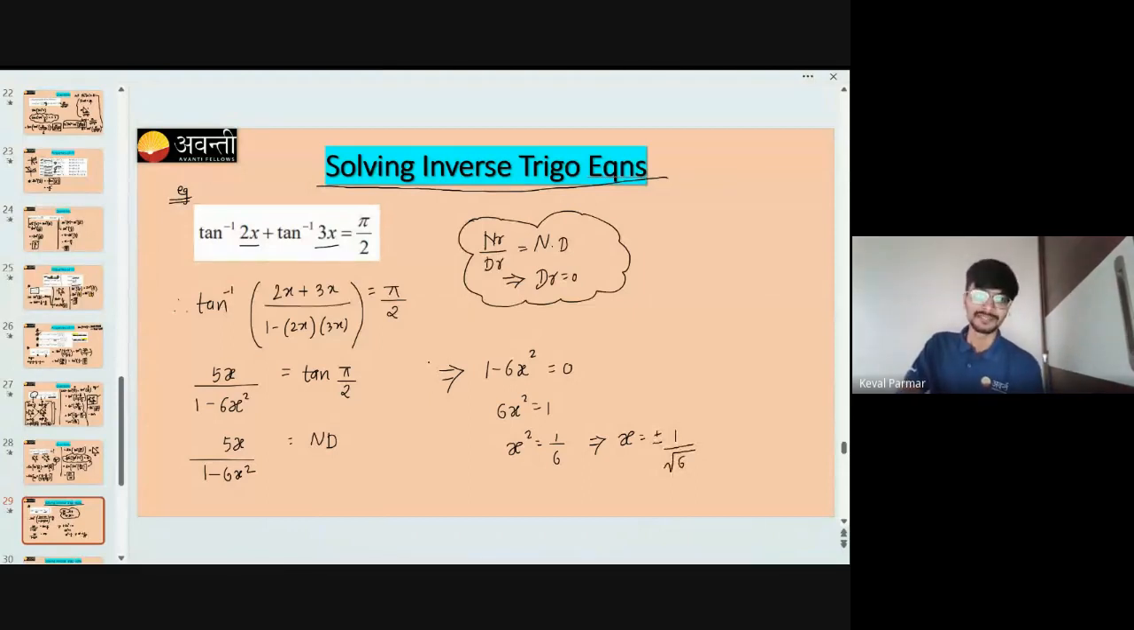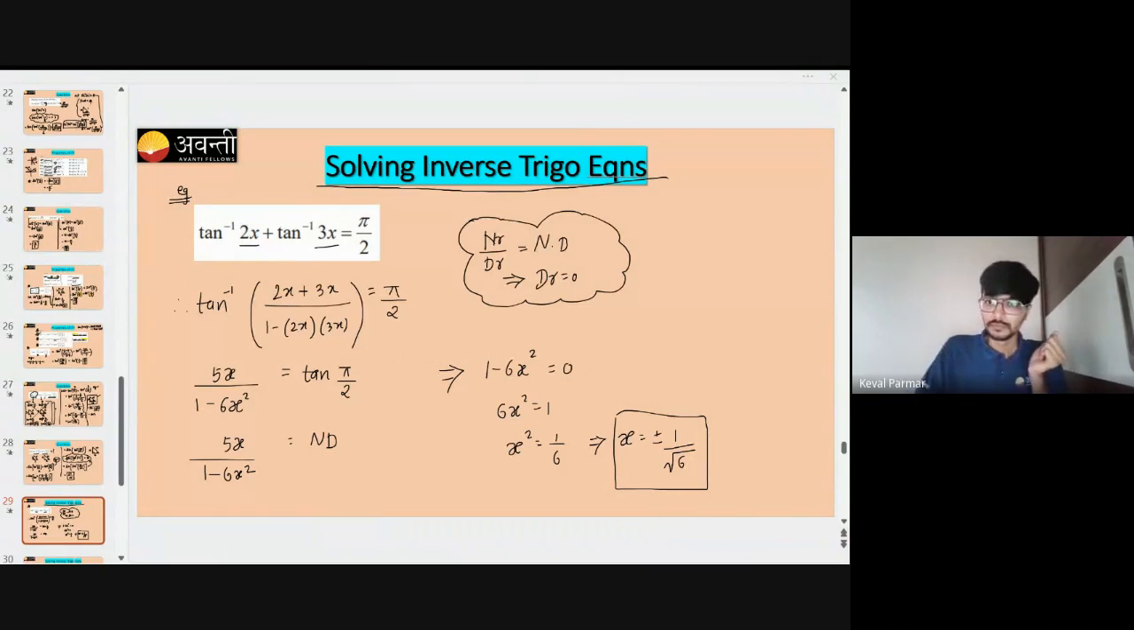Okay, but yeah, it's fine. x is equal to plus minus 1 upon under root of 6. So I hope this is clear to you all. Clear or not? Right. I hope it is clear. Okay. Should I move further?